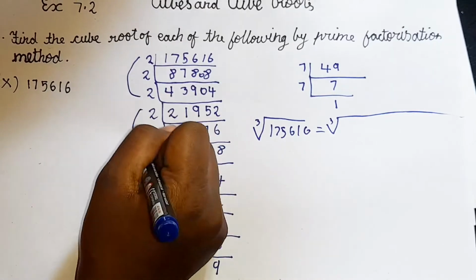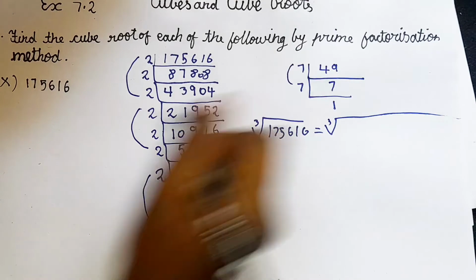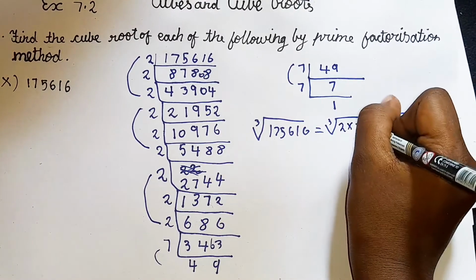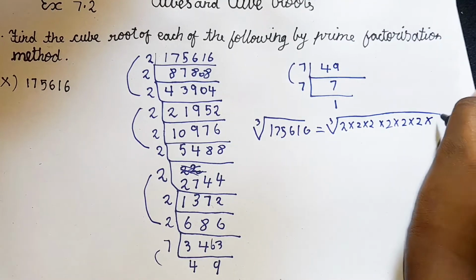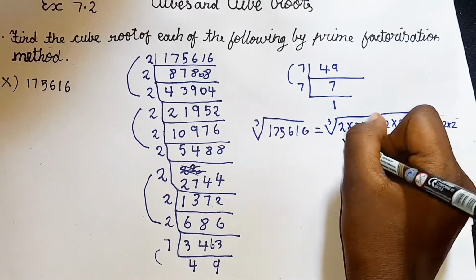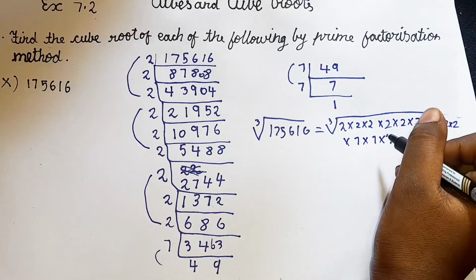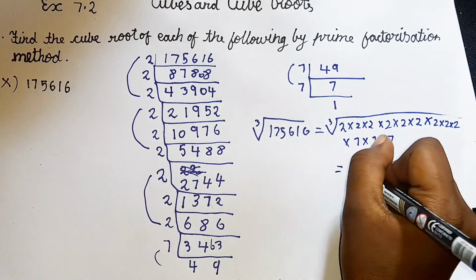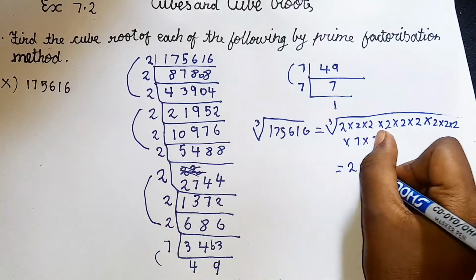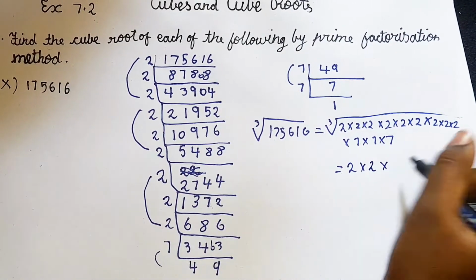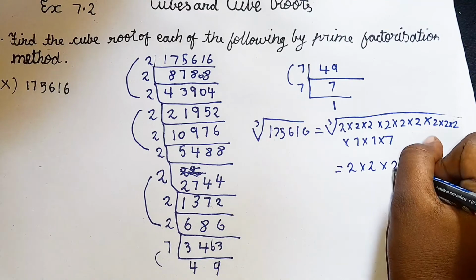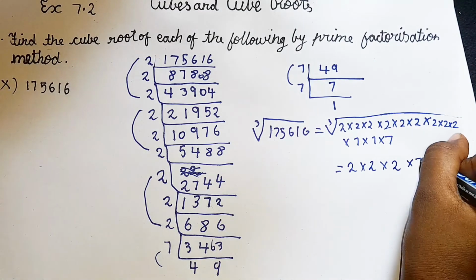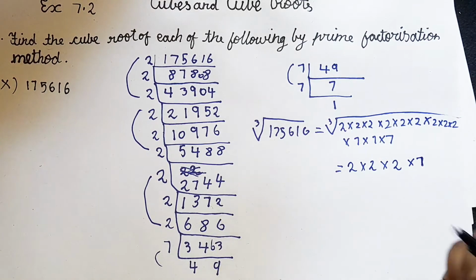So this is a triplet, this is a triplet, this is a triplet, and this is a triplet. Okay. So 2 into 2 into 2 into 2 into 2 into 2 into 2 into 2 into 2 into 7 into 7 into 7. So from each triplet, we should take one number. So from this triplet, one number, which means 2, because in this triplet we have full 2's, right? So from this triplet we should take 1 2, from this we should take 1 2, 7. Okay, this is 7, right? So now we have 2 into 2 into 2 into 7.